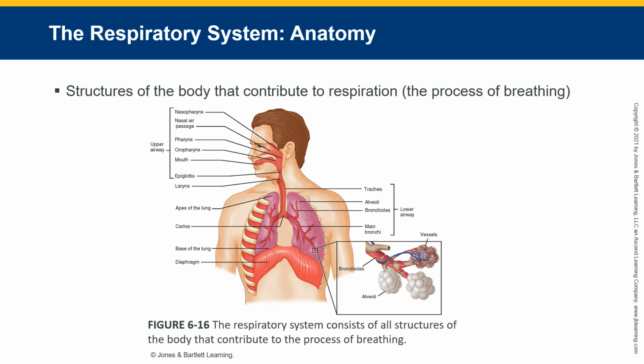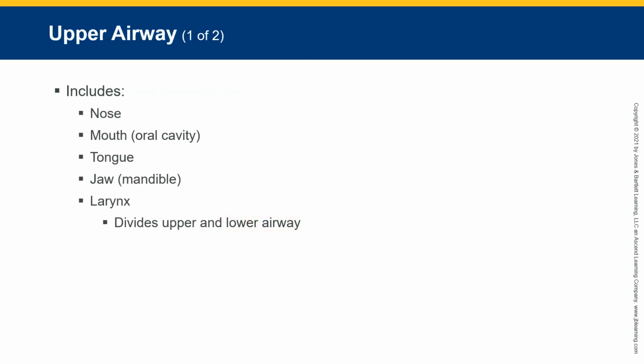All right, airway. Structures of the body that contribute to respiration. Respiration is the process of breathing. You have your upper and lower. The upper airway contains the nose, mouth, tongue, jaw, and the larynx. Like I said, it divides into your upper and lower airways from there. Your mouth is your oral cavity, and your jaw is your mandible. The larynx is also called what?